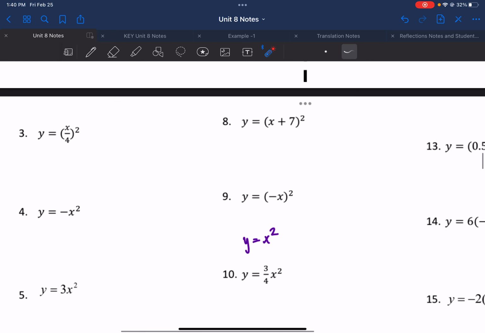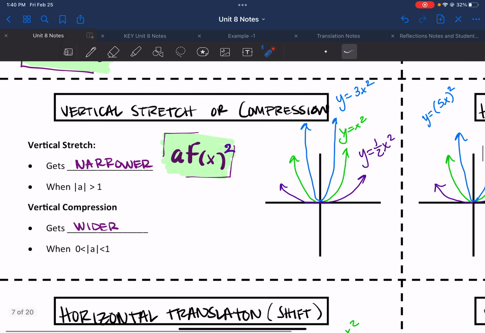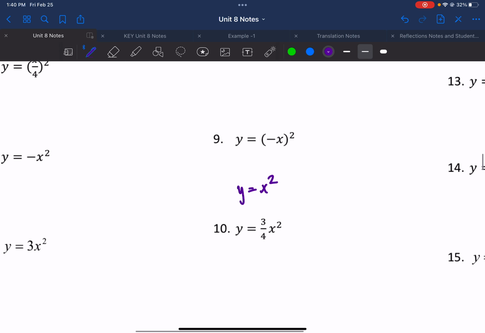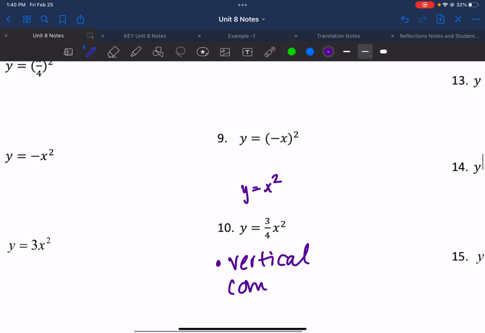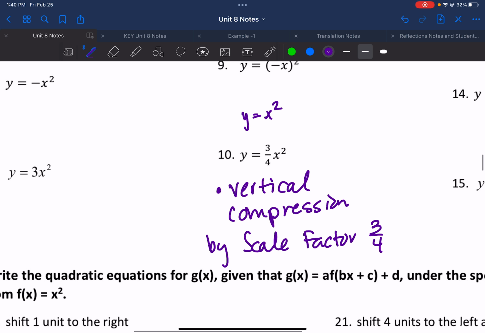Now I have to compare. So what I'm multiplying is a number that's in between 0 and 1, right? It's 0.75, which means I have a vertical compression. All right, so then that's what you would say. If you're describing the transformation, you would say vertical compression, right? Vertical compression by scale factor of whatever the value is to be multiplied, scale factor of 3/4. Bam. That's it. That's describing the transformation.